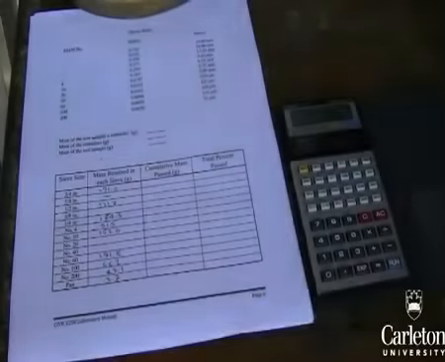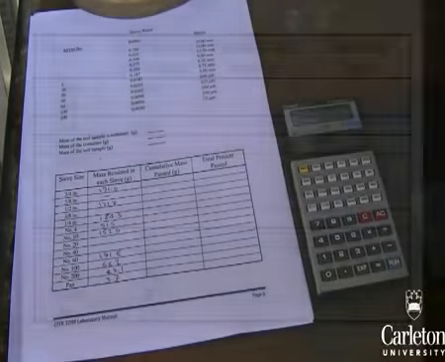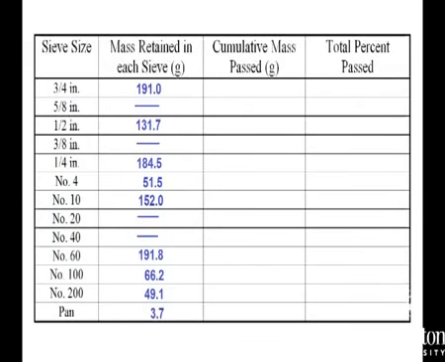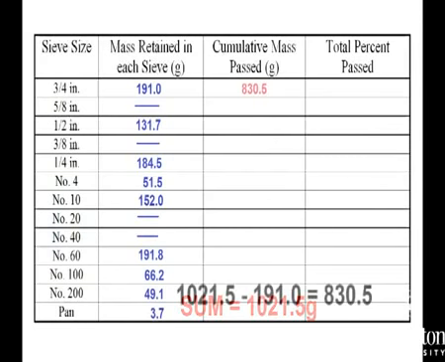Using a table like this one, calculate the percentage of soil passing each sieve. First, add the total mass of material passing all sieves and record it. Next, calculate the cumulative mass passing each sieve. Starting from the top and working downward, the cumulative mass passed at each sieve is the mass passed by the next largest sieve minus the mass retained by that sieve.